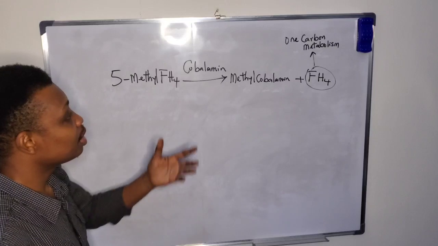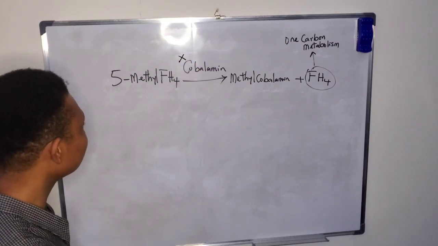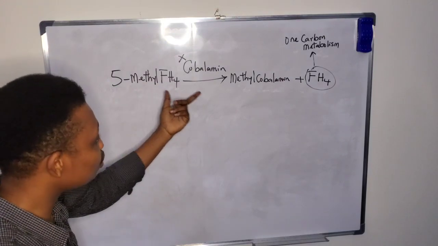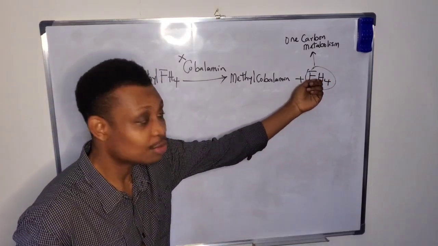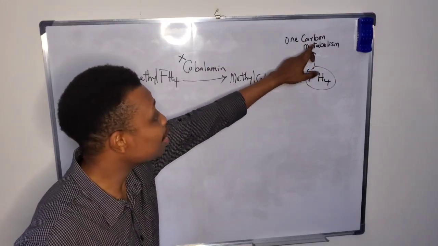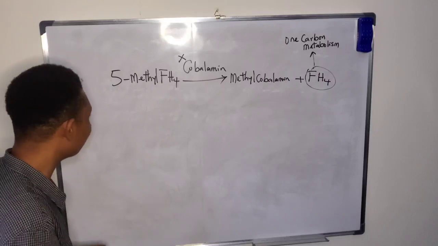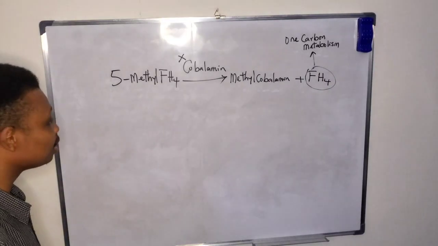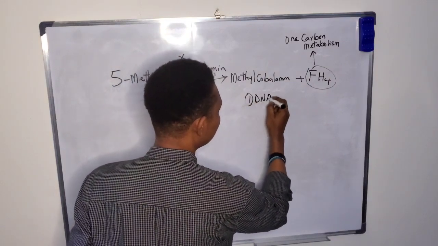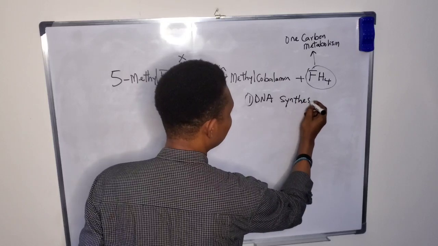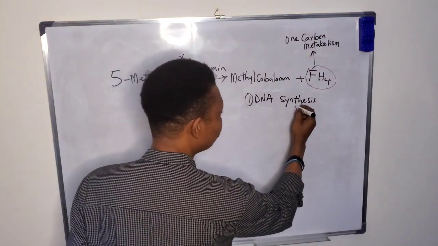That is to say, if there is deficiency of cobalamin, it means 5-methyl tetrahydrofolate will not dissociate to form methylcobalamin and tetrahydrofolate, and so the function of tetrahydrofolate will be inhibited. That is to say, 1 carbon metabolism cannot take place, and when it cannot take place, DNA synthesis in the bone marrow will be inhibited, and this will result in anemia. So the functions of cobalamin include DNA synthesis, which will help in normal proliferation and maturation of red blood cells. So this will include erythropoiesis.